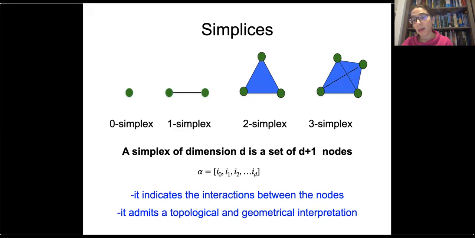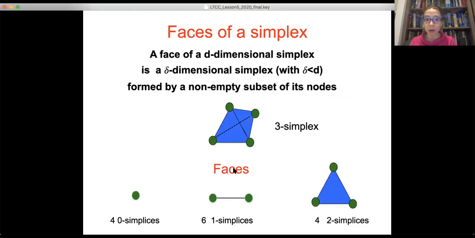So when you use simplices and simplicial complexes, then you can use the tools of discrete geometry and discrete topology to understand this structure. The faces of a simplex are the simplices formed by a subset of their nodes. So for instance, if you have a tetrahedron, the faces are 4 nodes, 6 links, and 4 triangles.